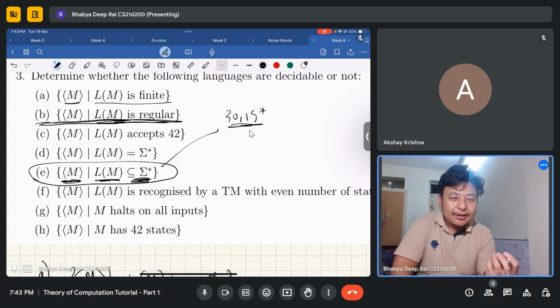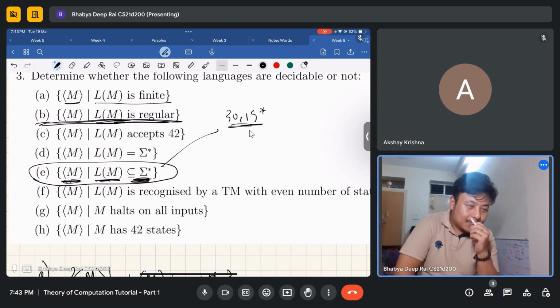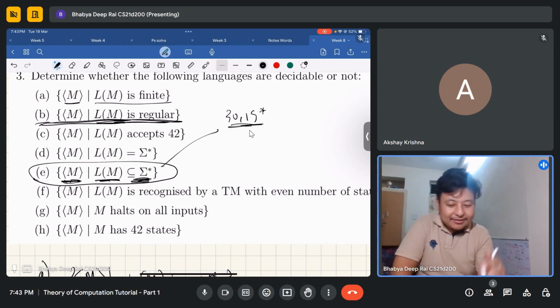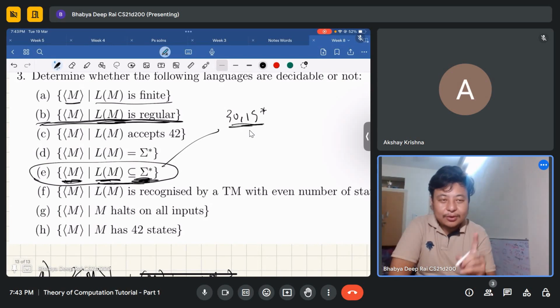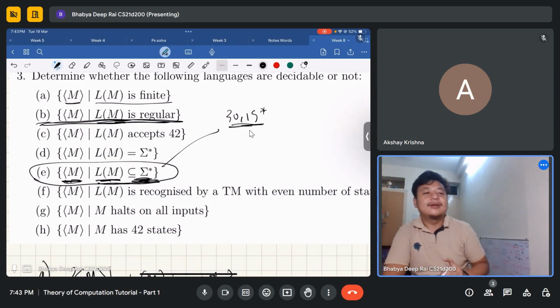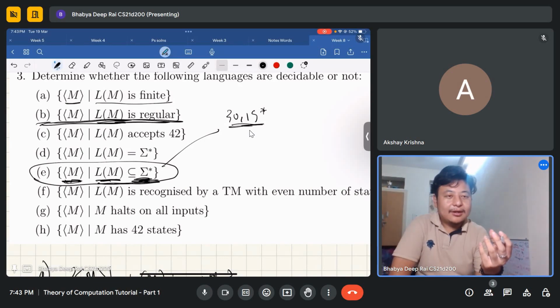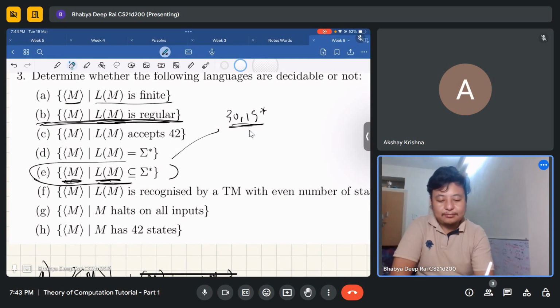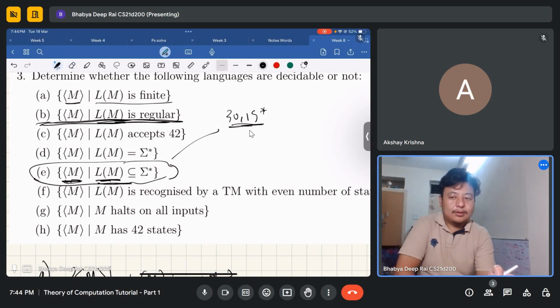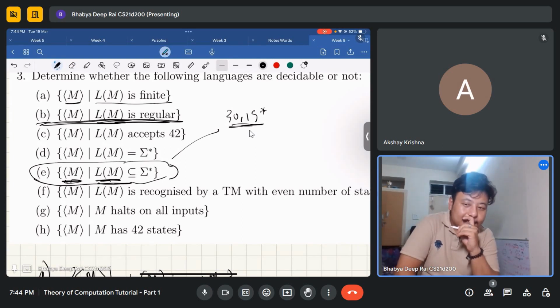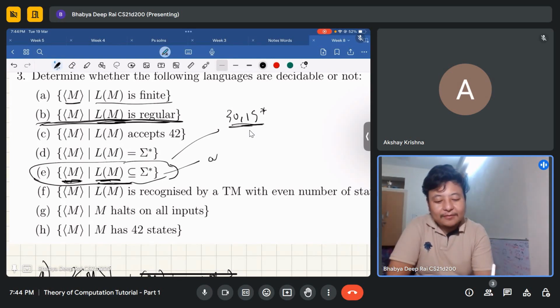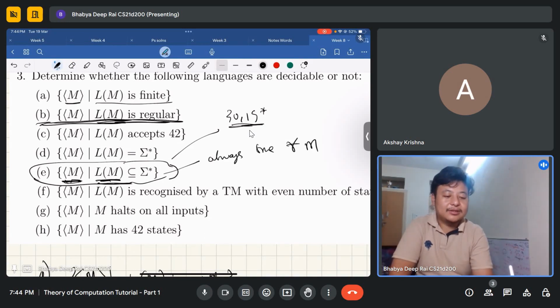Any language I create, I'll be picking elements from this sigma star only, right? So it is not possible to come up with a language which is not contained in sigma star, because any language I come up with will always pick elements from this set. So this property is always true for all languages, for all machines, Turing machines.